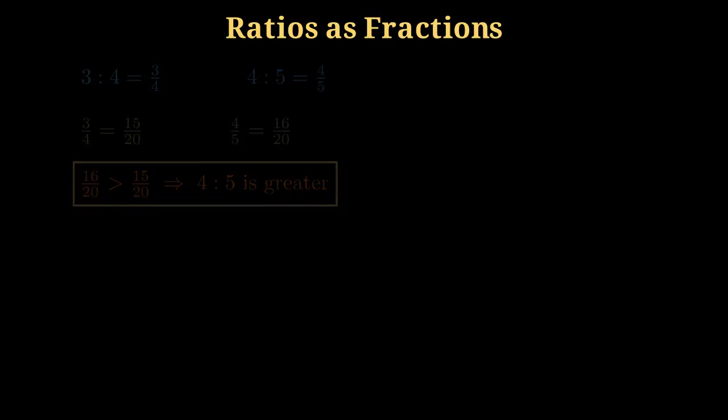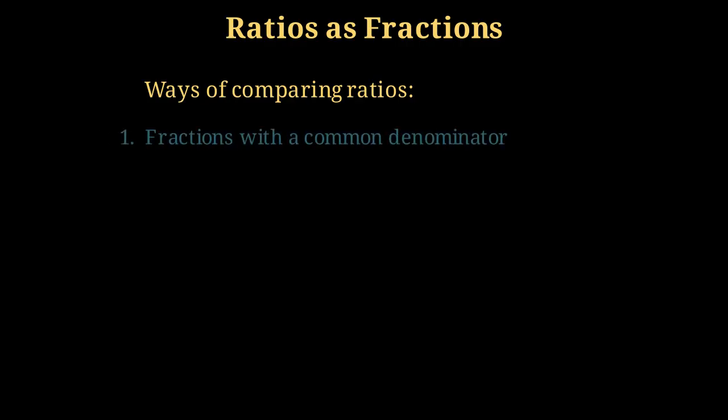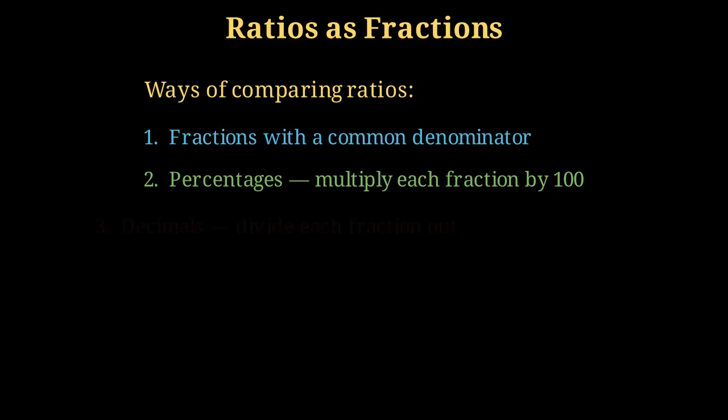Points to note. There are 3 standard ways of comparing ratios. 1, express them as fractions over a common denominator, then compare the numerators. 2, express them as percentages, then compare the percentages. 3, express them as decimals, then compare the decimals. We will use all 3, one worked example each.